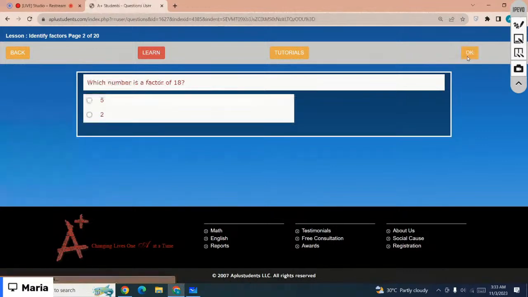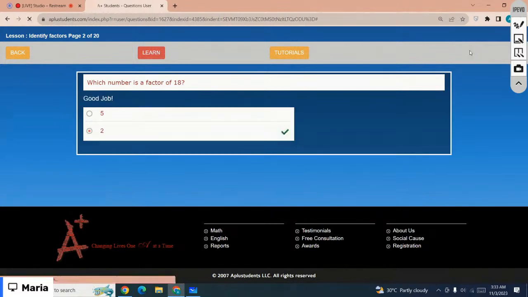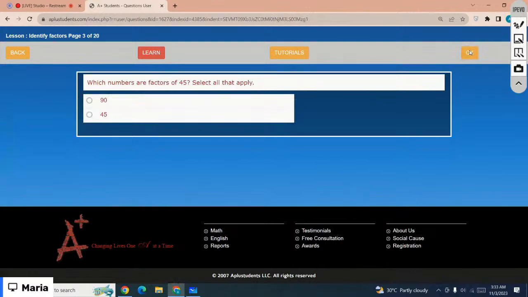Okay, which number is a factor of 18? 5, 2. Which number is a factor of 18? Yes, it is 2 because 2 is the number that can divide 18. 5 cannot divide 18, right? So the correct option is 2. 2 times 9 makes 18. So 2 is a factor of 18. Got it?